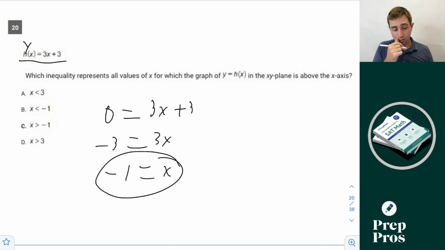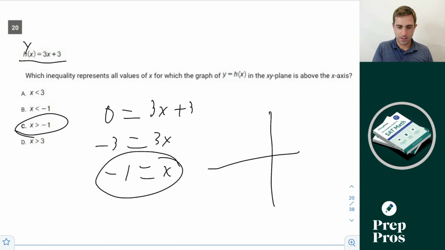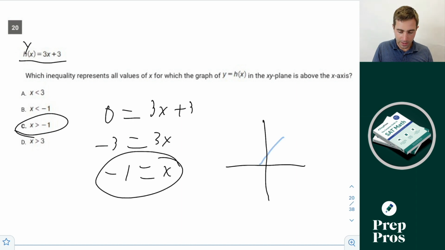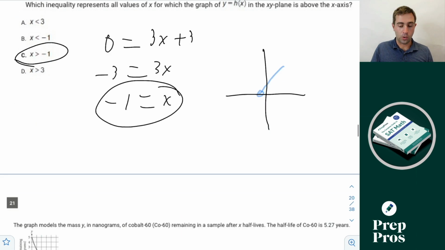So it has to be all values greater than negative 1, because if we're thinking about a graph, it's a very poorly drawn graph. If we're thinking about a graph, once we go below the x-intercept, all of our values of y are going to be below it, or negative.